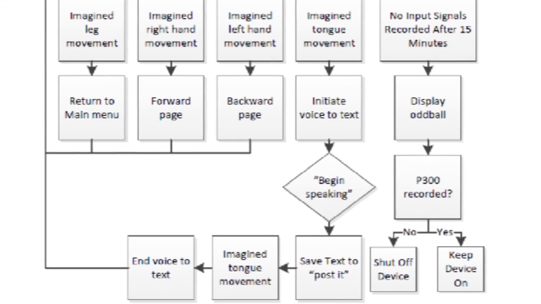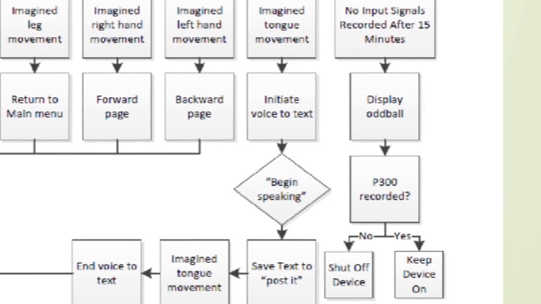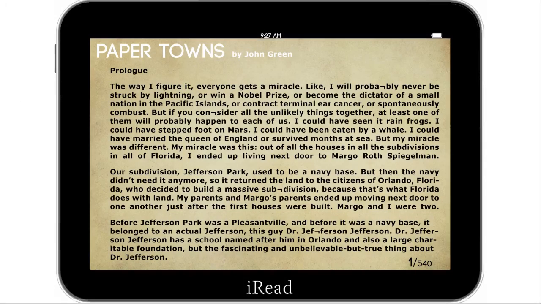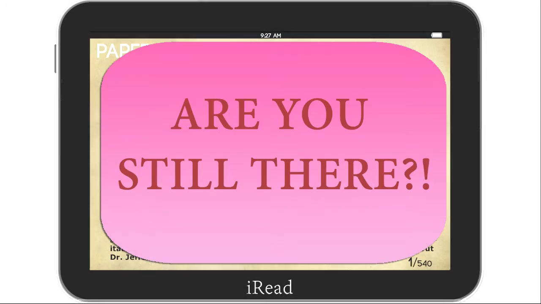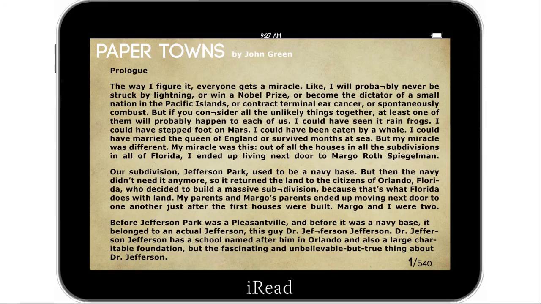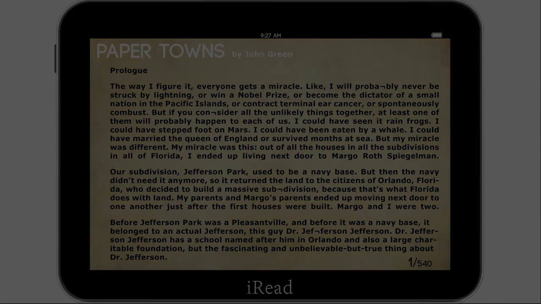Next, the automatic shutdown feature turns the device off after 15 minutes of user inactivity, which could possibly be due to sleep. In this scenario, before the device shuts down, a bright message will immediately appear on the screen warning the user. Should the user respond to this oddball stimulus, the device will detect this P300 evoked potential and will not turn off. Otherwise, if no such signal is observed, it will turn off.